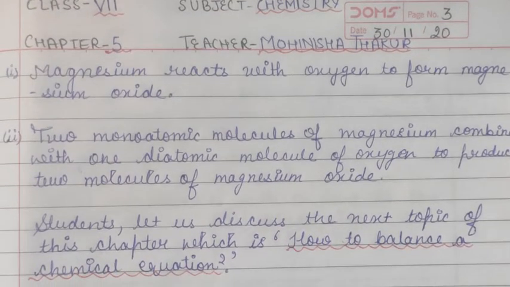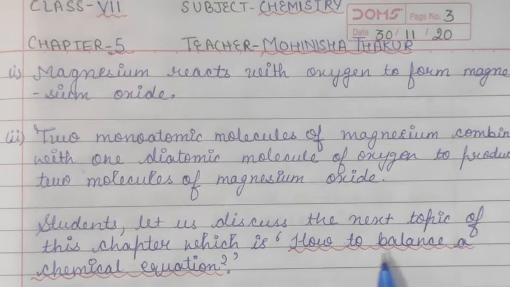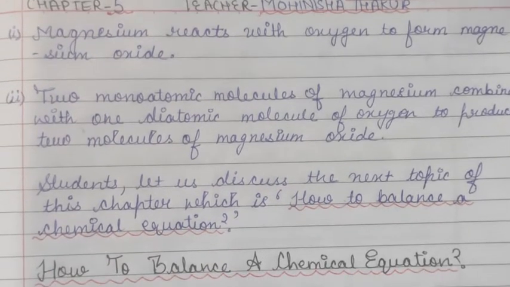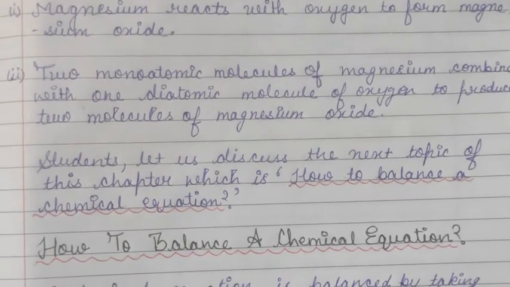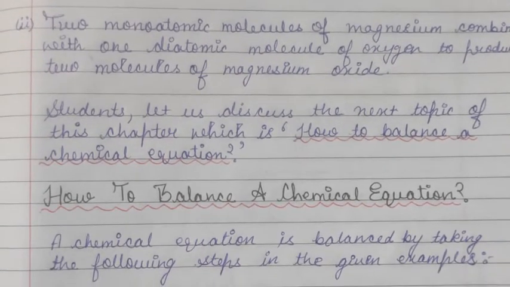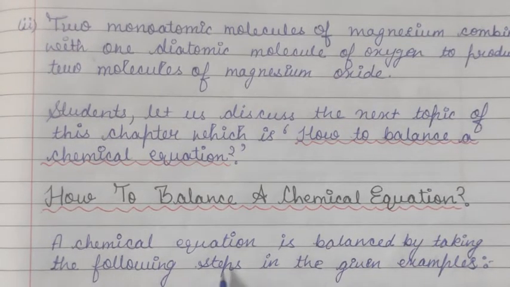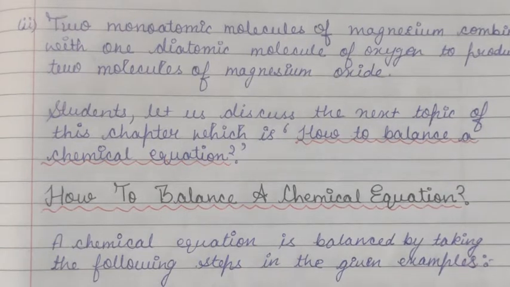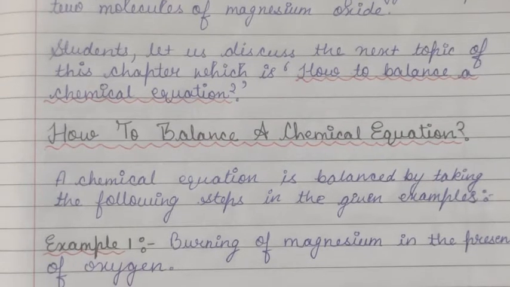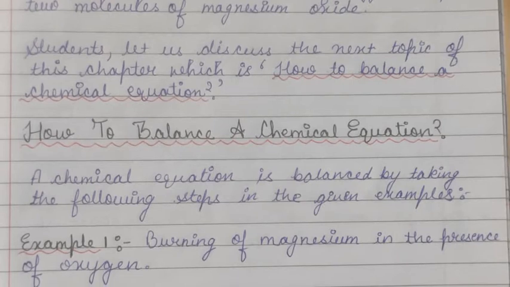Students, let us discuss the next topic of this chapter, which is how to balance a chemical equation. So let's start with this topic, how to balance a chemical equation. A chemical equation is balanced by taking the following steps in the given examples. So example 1 is burning of magnesium in the presence of oxygen.